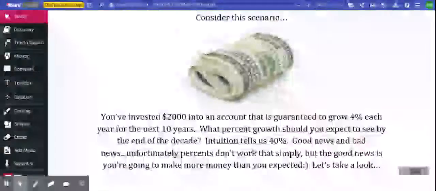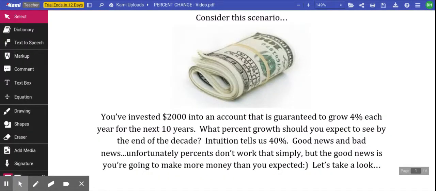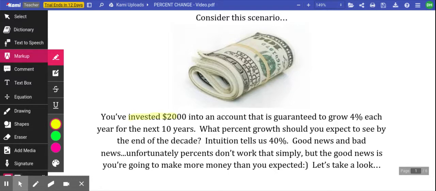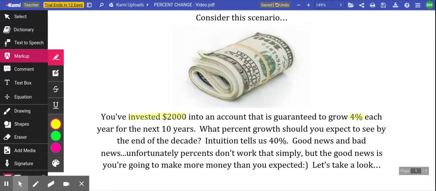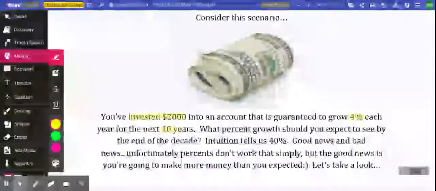Here's a really fun scenario to consider here. And let's talk about making some money, shall we? So let's imagine that you invested $2,000 to start with, and that account was guaranteed to grow 4% for each year over the course of 10 years. What percent growth should you expect to see by the end of that 10-year period?